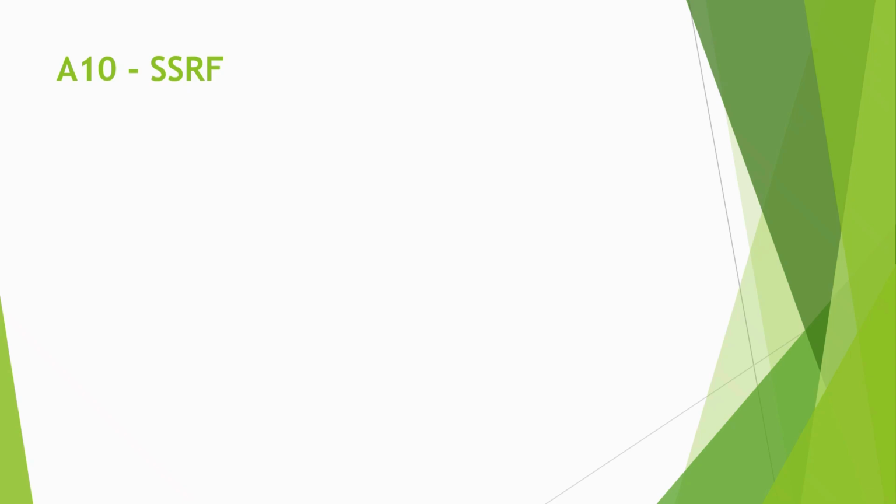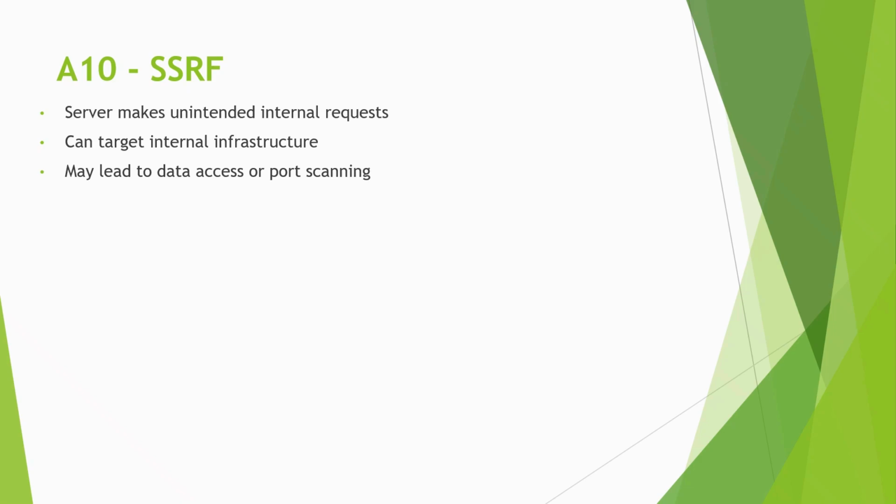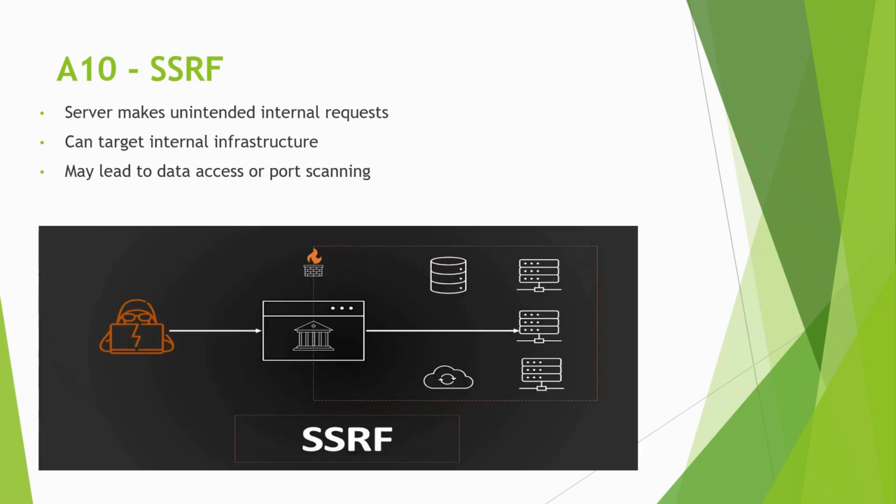Next comes SSRF, server-side request forgery. Here the attacker tricks the server into making requests to internal systems that they should not have access to. The server makes unintended internal requests, can target internal infrastructure, and may lead to data access or port scanning. This can allow attackers to access private data or scan internal networks.